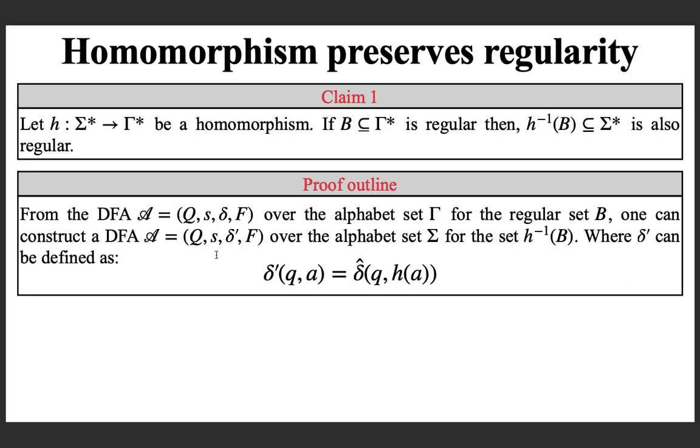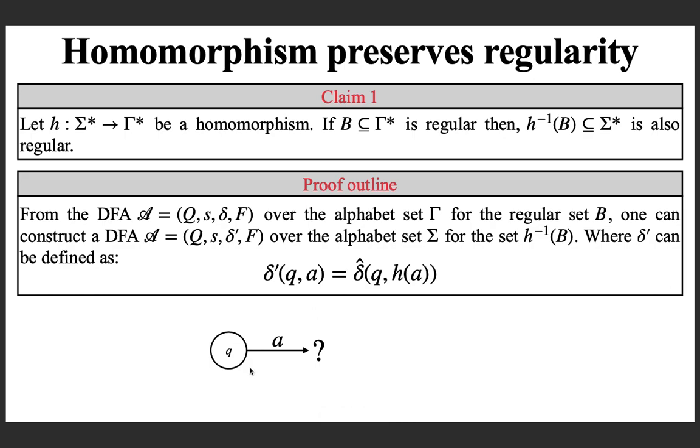Now you see that in the new DFA A prime, it is the same set of states, same start state, same set of final states, but a different transition function. The transition function is defined as this. You know that you need it for the alphabet set sigma. For every small a in sigma, we need to define what is delta prime of q comma a. It is defined like this. I will explain with an example.